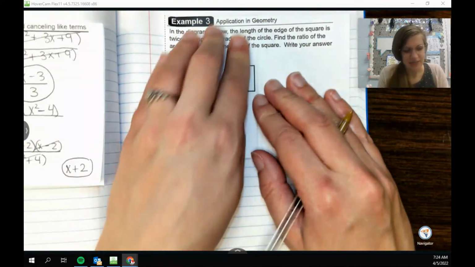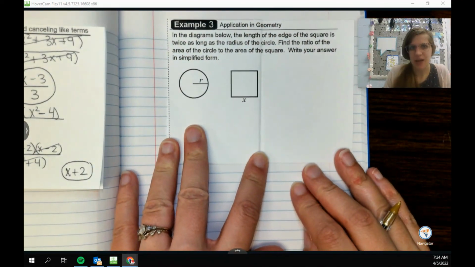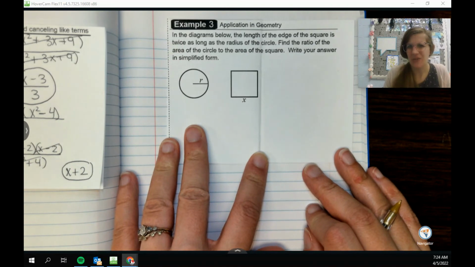Okay, last but not least, we can add a little geometry to this if we want. But you know, I kind of don't want to. So I'm going to skip it.